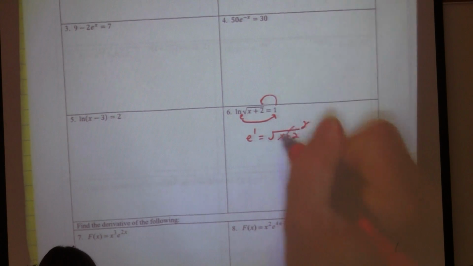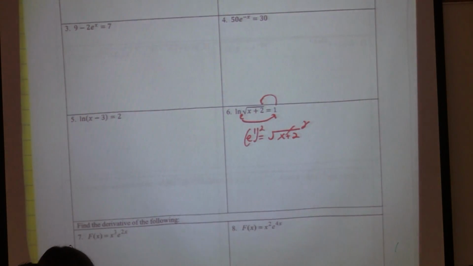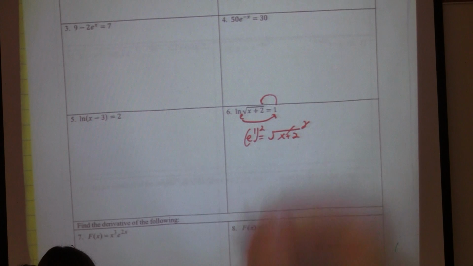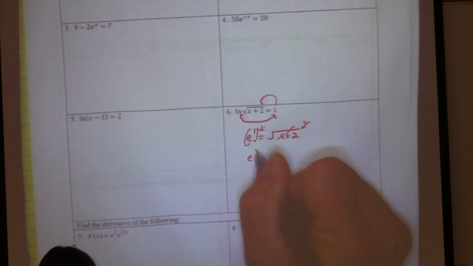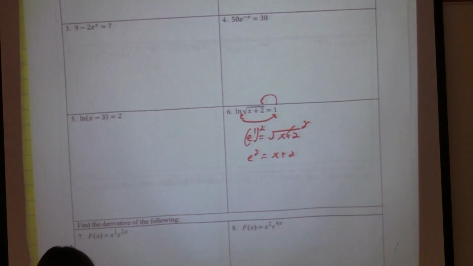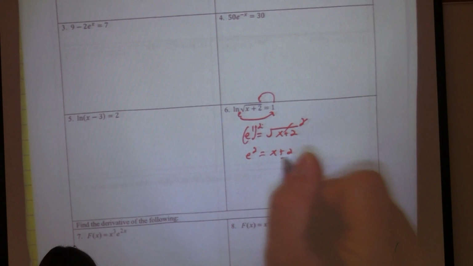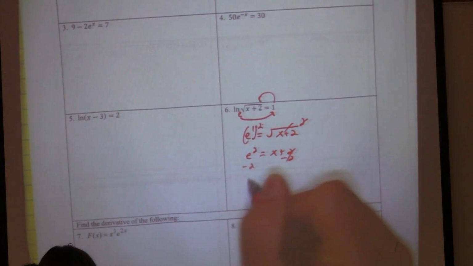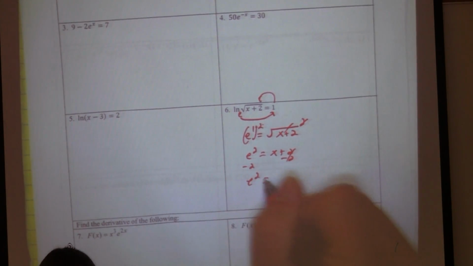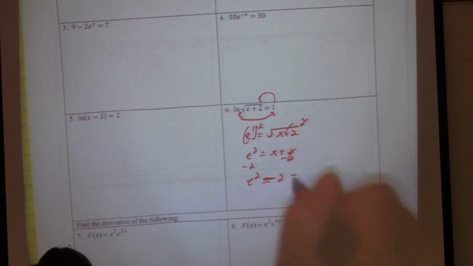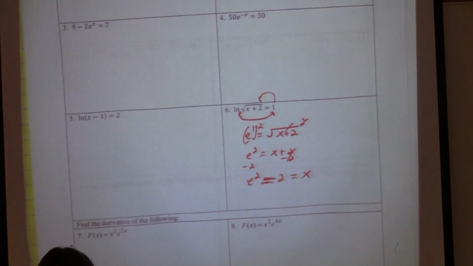We square it. If I square this, we have a power to a power, so that makes us multiply the power, so that's e squared equals x plus 2. And then we just minus 2 and we're done. That was easy. E squared minus the 2 is equal to the x. Yes? Okay, very good.